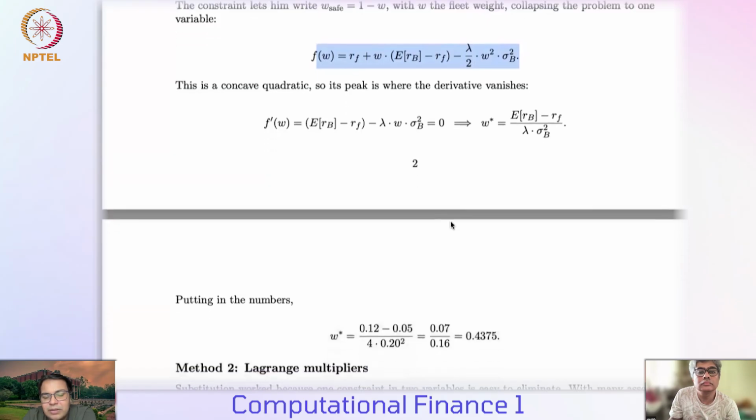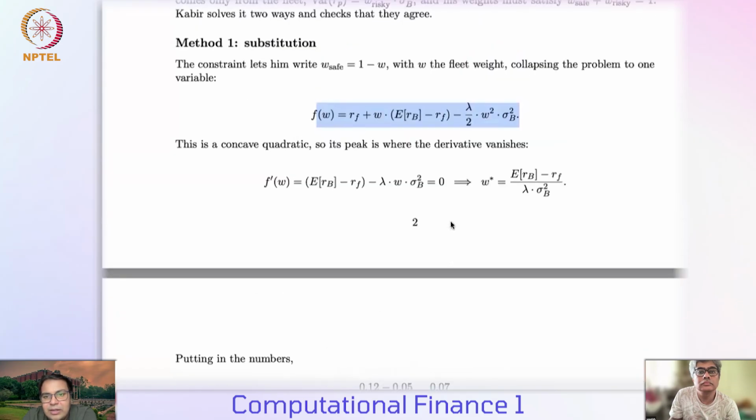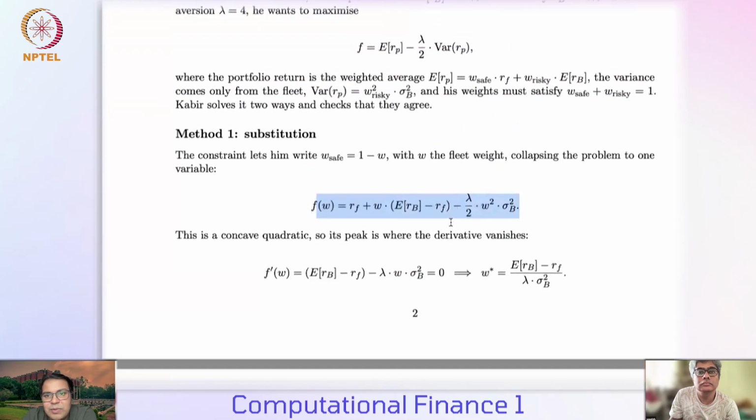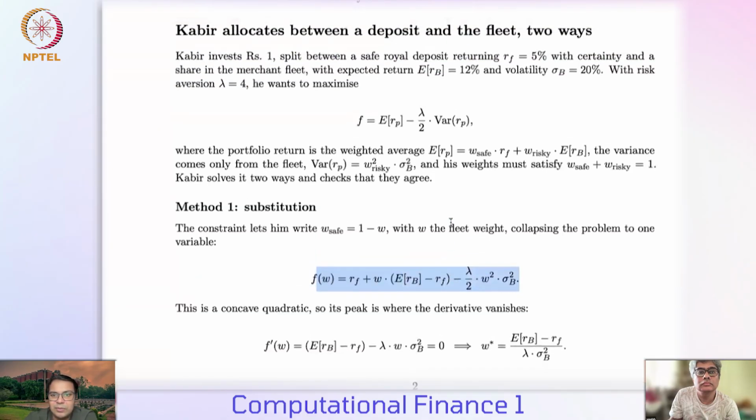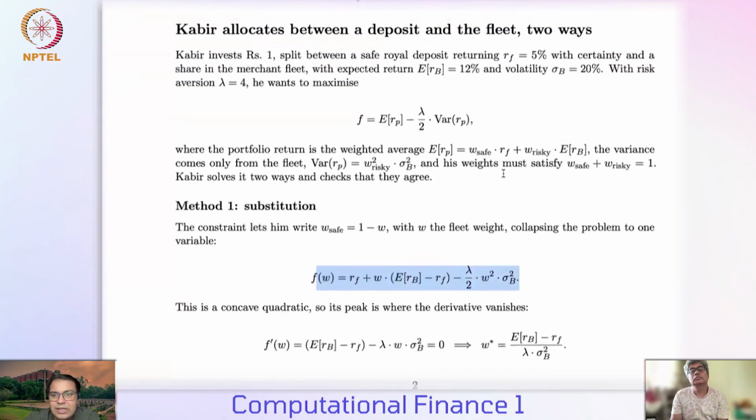Again, in case this is not clear, if we just go up a bit, can we go up a bit? Not down, up. So I just want to spell out in case it was not clear from the lectures. So we have got W safe is basically 1 minus W. You have got RF, which is a parameter. W risky is what we are calling W. So that's the expectation of ERP that we have basically written down here. And this other term is, remember, W square sigma B square. So you have got lambda by 2 times W square sigma B square. So that's how we get it.